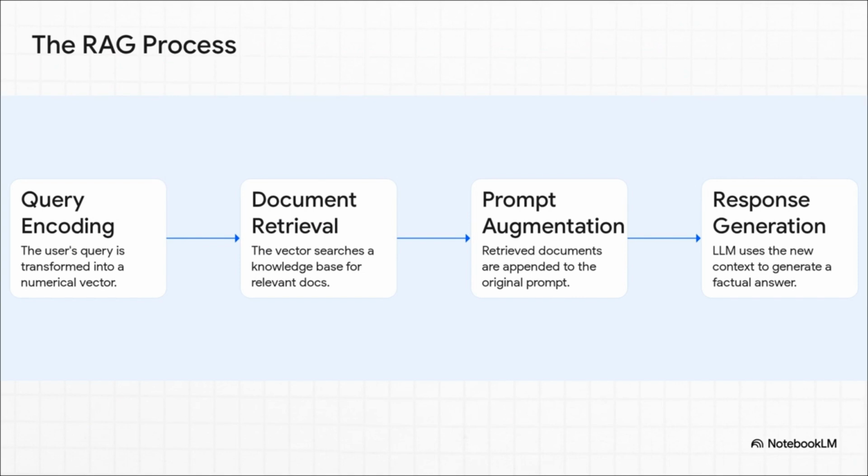And how it works is pretty fascinating. First, it takes your question and turns it into a numerical format. That's the encoding. Then, it uses that code to search your entire knowledge base for the most relevant documents. Now here's the magic step. It takes those documents and attaches them to your original question. Finally, it hands that whole enriched package to the LLM to generate a super accurate, fact-based answer.